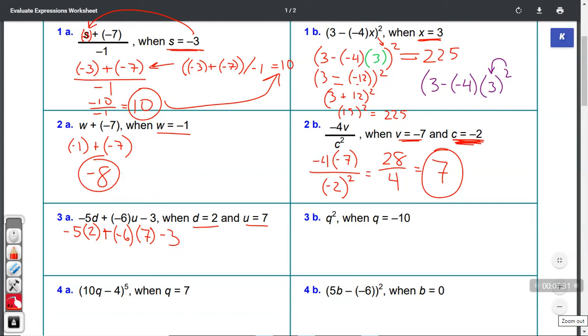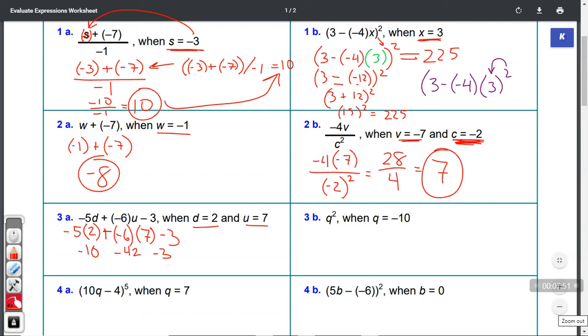But I'm going to work it out by hand as I encourage you to do, and then check it with your calculator. Negative 5 times negative 2 is negative 10. I'm going to multiply those first. At the same time, I'm going to multiply a negative 6 and a negative 7. That gives me a negative 42, and I'm just going to leave that as minus 42. All right, and then minus 3 here.